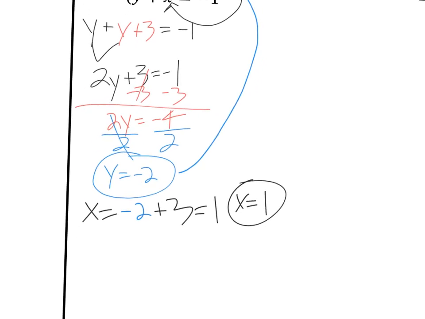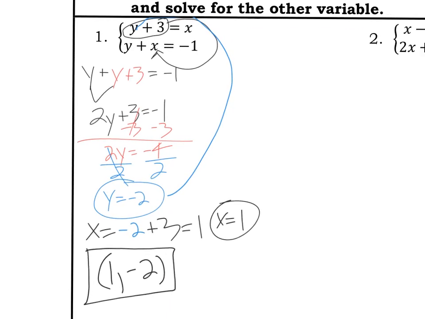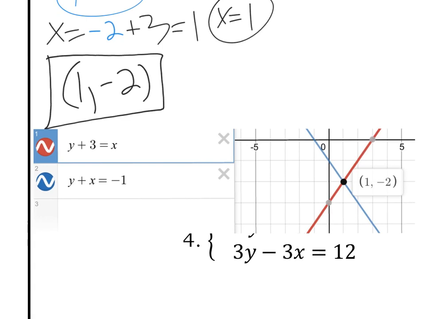Then you want to write them as an ordered pair for your final answer, because these are 2 linear equations. All linear equations can be graphed, and if you were to graph these 2 lines, they would intersect at 1, negative 2. I went over to the Desmos app and graphed this, and I didn't even do any work. I just typed in the original equations and it showed me the intersection at 1, negative 2. You can always check your work that way. But let's move on to the other examples.